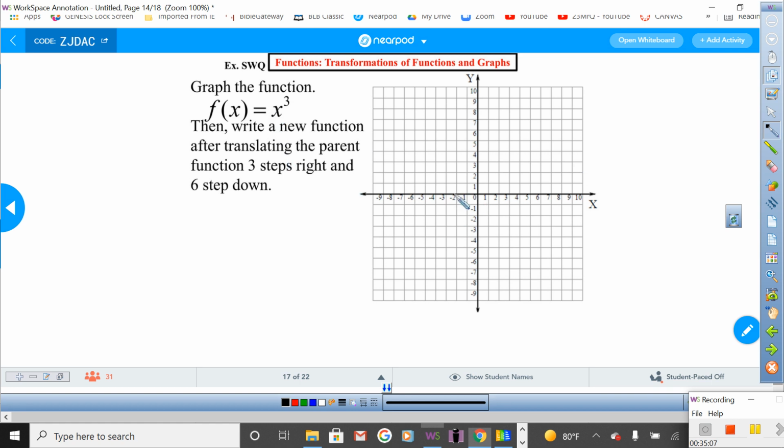We start at -2. What is -2 times -2 times -2? That's -8. About that point. Next, -1. What is -1 times -1 times -1? -1. 0 gives 0. 1 times 1 times 1 is 1. 2 times 2 times 2 is 8. Those points will always be, for sure, on our graph. So make sure you get used to them.